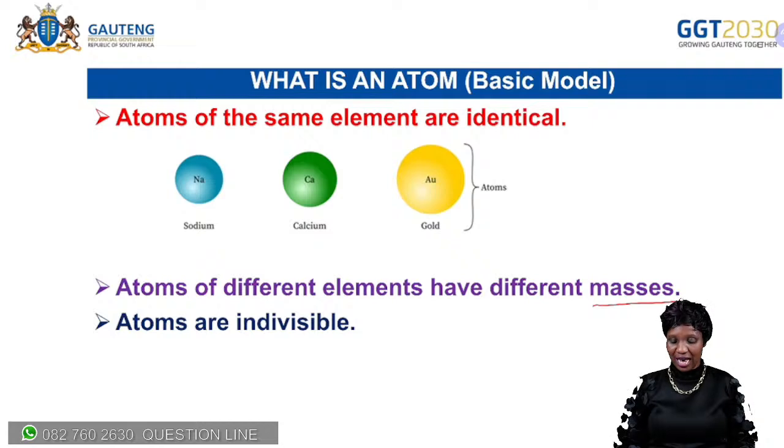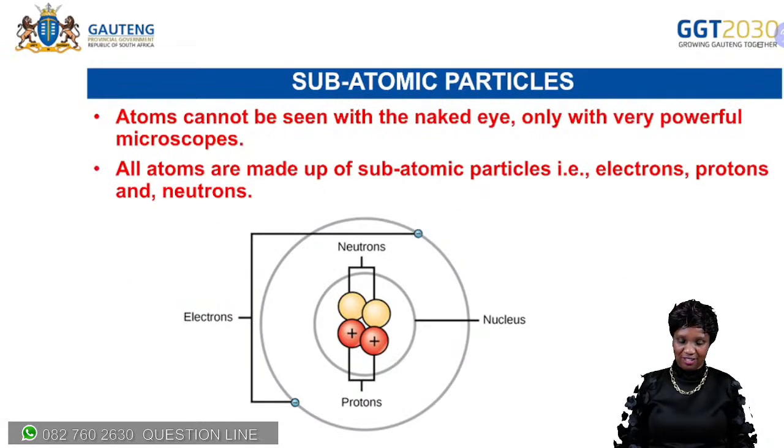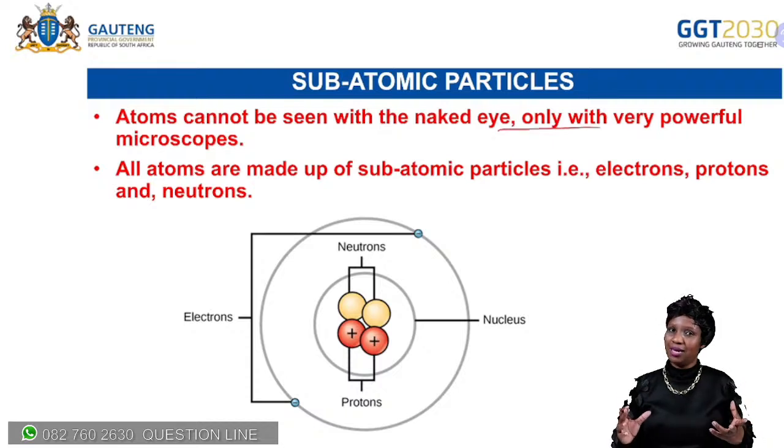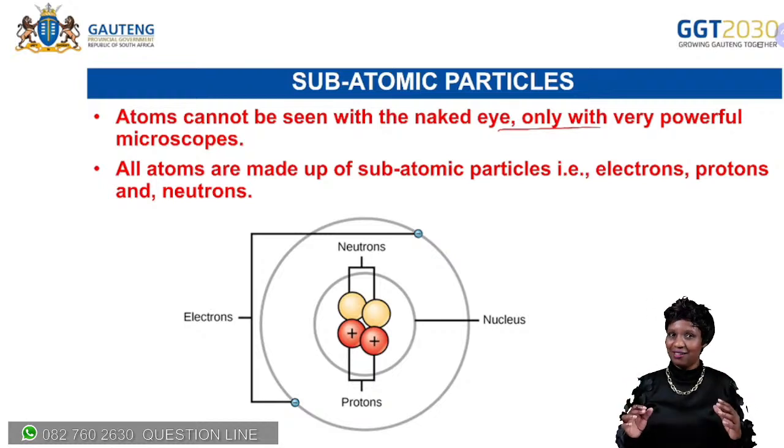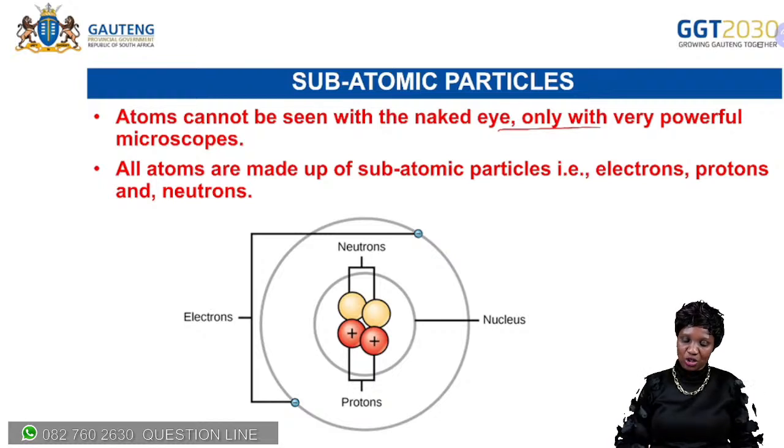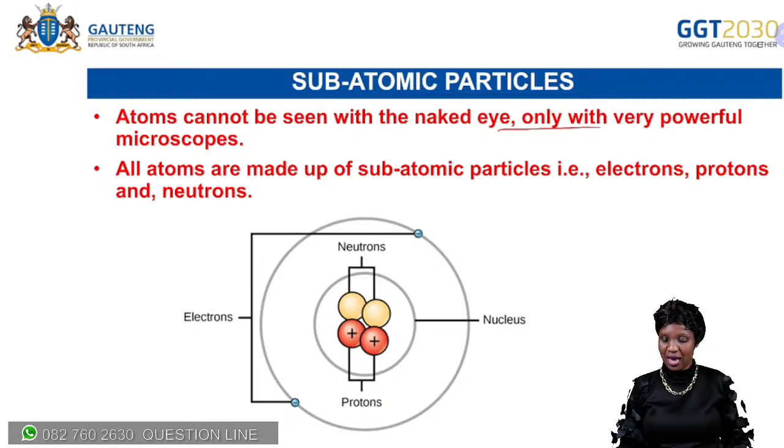And then atoms are indivisible. All right. Atoms cannot be seen with the naked eye. We cannot see atoms with a naked eye. Why? Because they are very small. They are minute. They are tiny. Okay. All atoms are made up of subatomic particles.